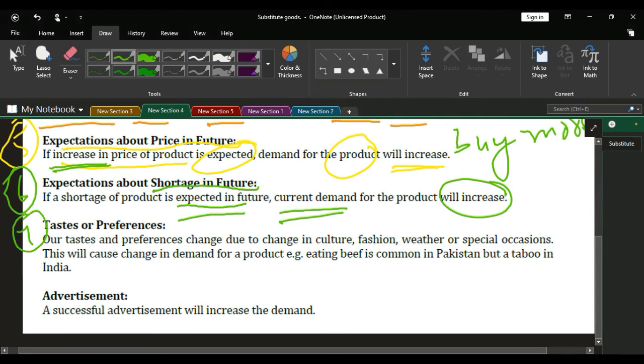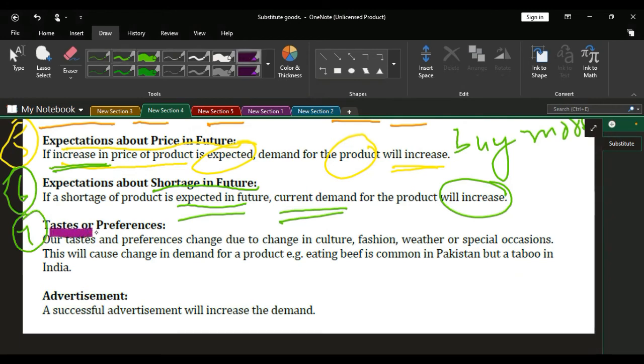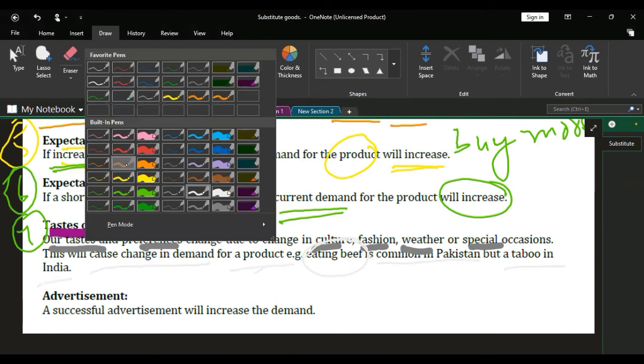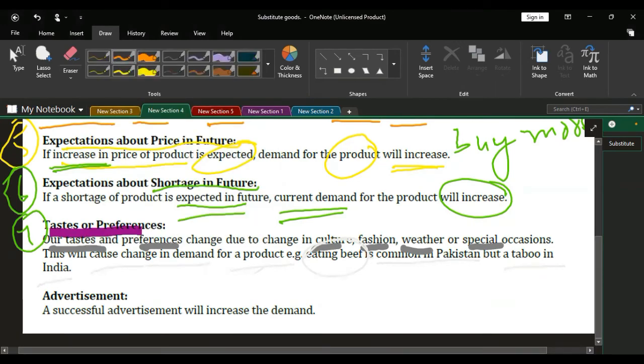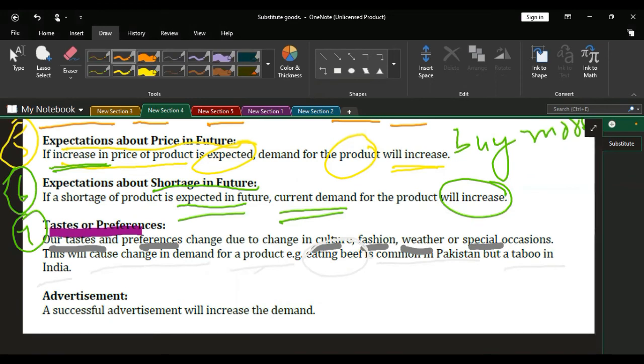Seventh one is taste or preference. Our tastes or preferences change due to changes in culture, fashion, weather, and special occasions. This will change demand for a product. For example, eating beef is common in Pakistan, but not in India. So every market has its own preferences and its own demands. So taste or preferences of the consumer matter a lot while you are deciding the demand for a product.